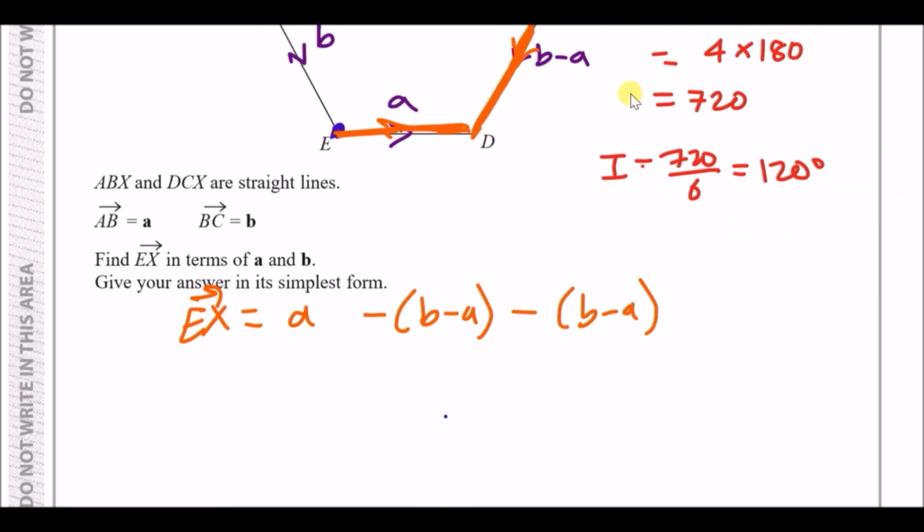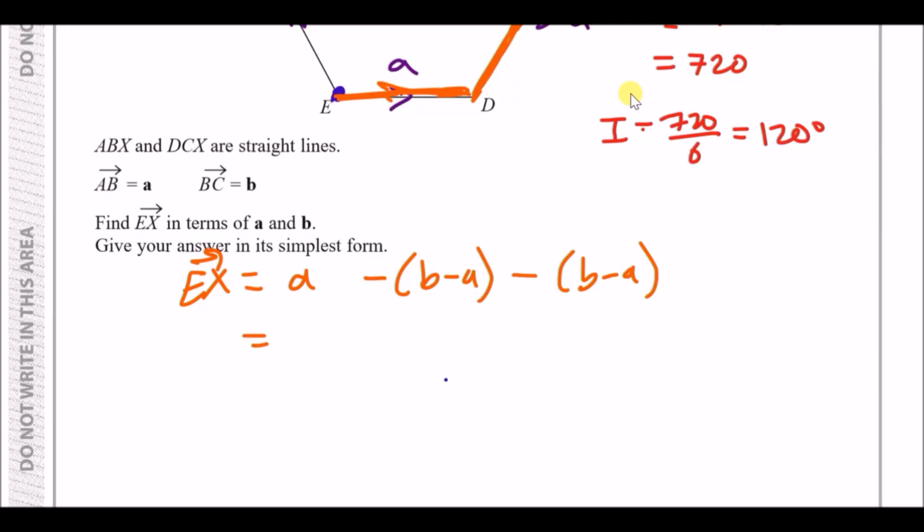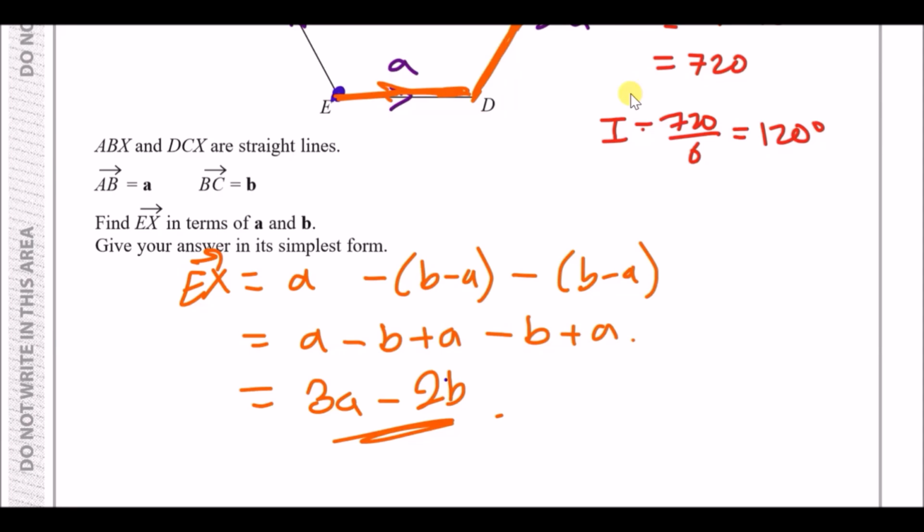And now we just collect like terms. Opening the bracket carefully, we're going to have a minus b plus a minus b plus a. Therefore a plus a plus a is 3a, and minus b minus b is minus 2b. And that's the vector they want.